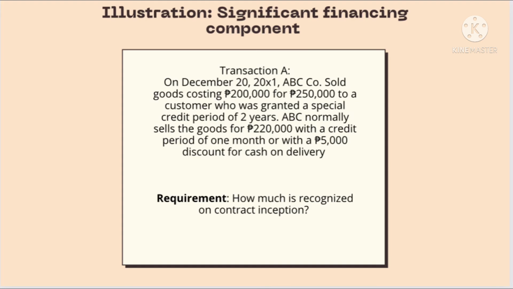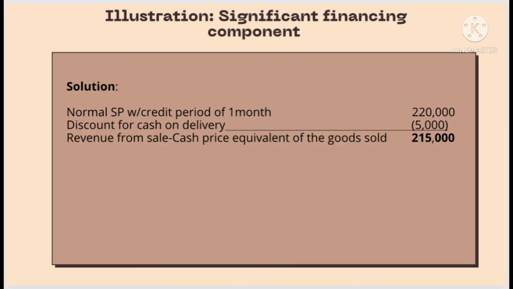To compute the cash price equivalent of the goods sold, which is the fair value of the consideration, the $5,000 discount given for the outright payment in cash is deducted from the normal selling price of $220,000 with credit period of 1 month.